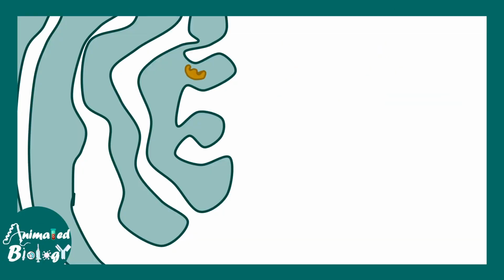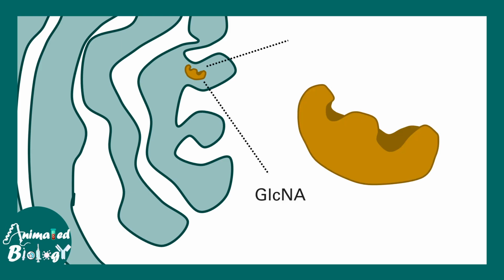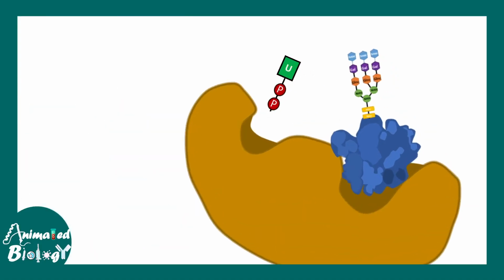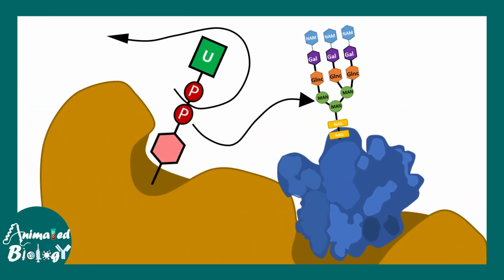At the trans-Golgi, there are specific enzymes known as N-acetylglucosamine phosphotransferase. This can transfer a phosphorylated glucosamine residue onto the lysosomal enzyme, which is already N-linked glycosylated. Here is the UDP-GlcNAc tag. Now we are going to look at it in detail.